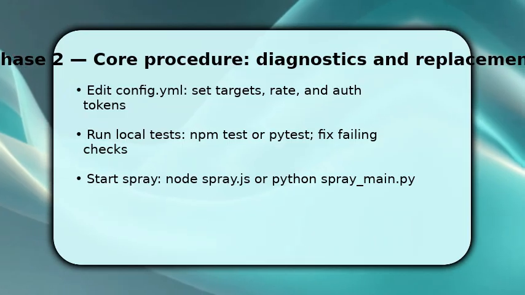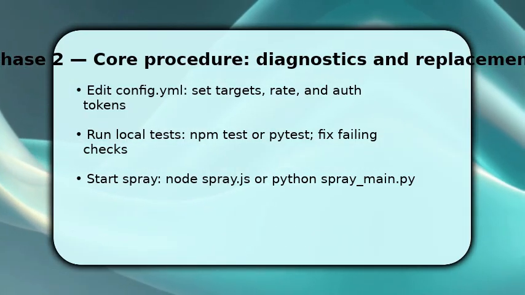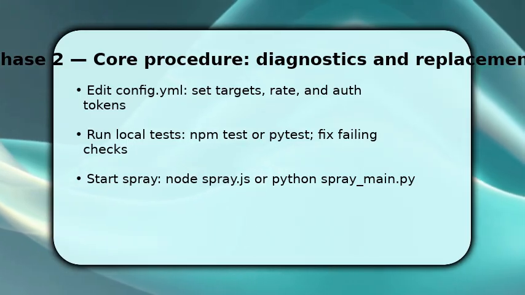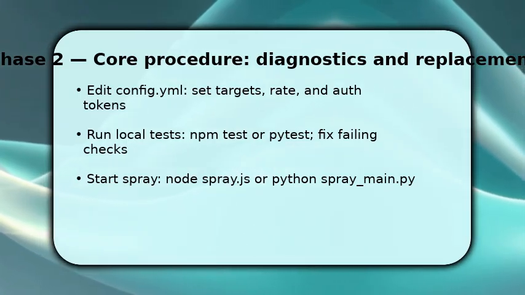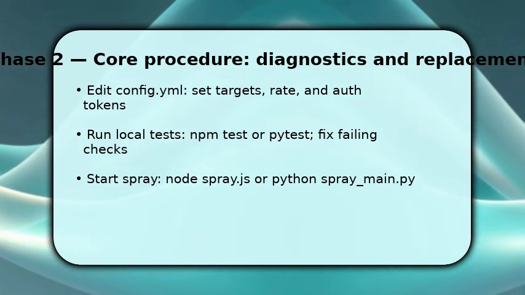After tests pass, launch the main process with the documented command, Node or Python, and monitor logs for progress. If concurrency tuning is needed, gradually increase workers. This avoids overload and gives you control.